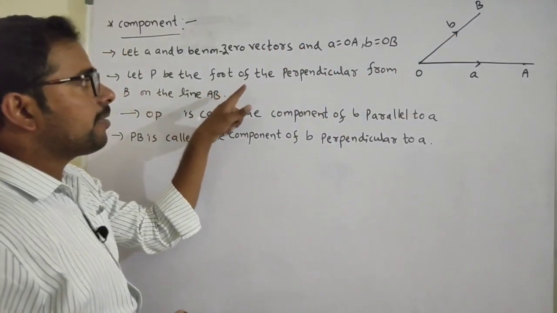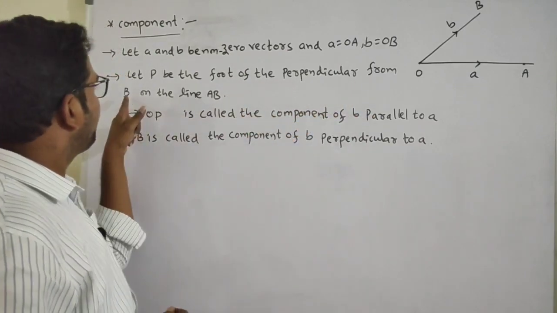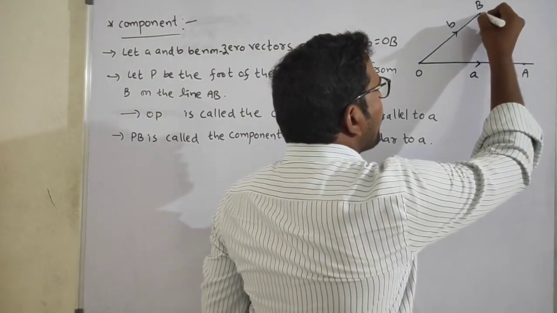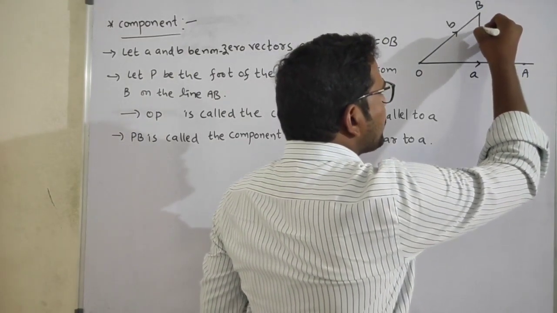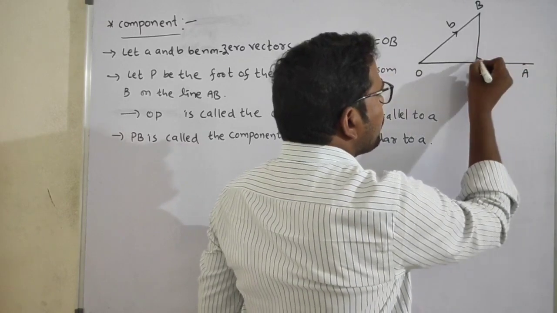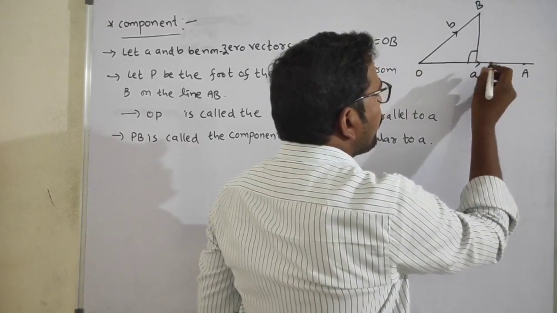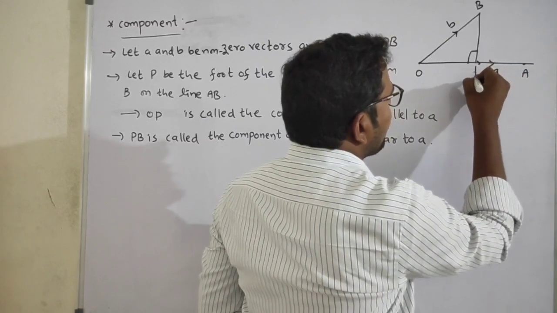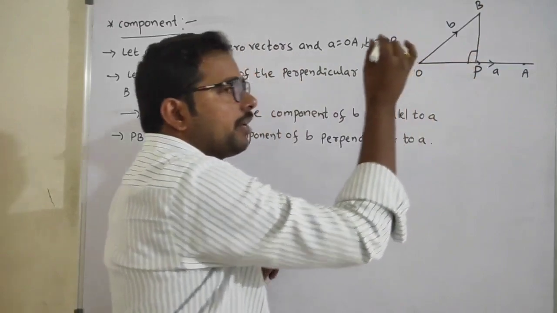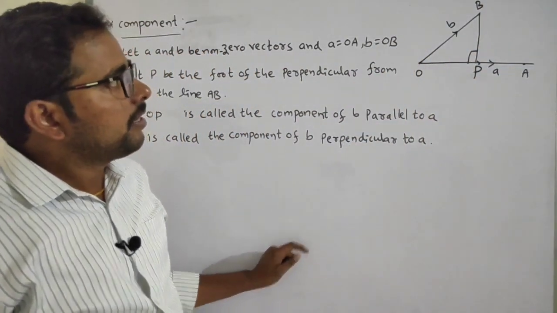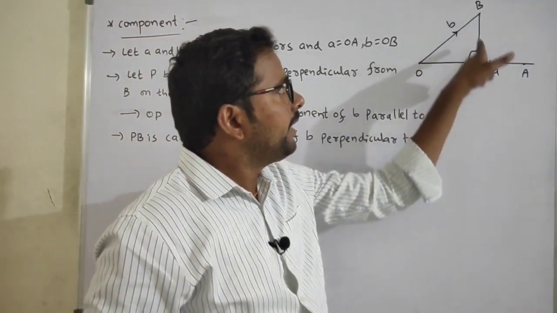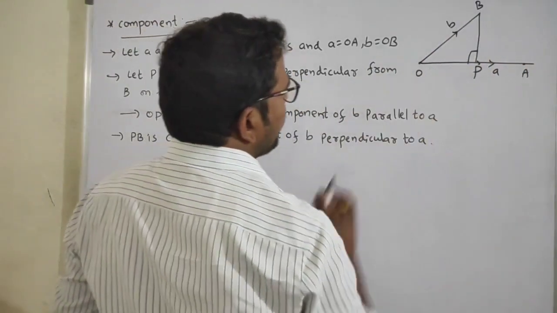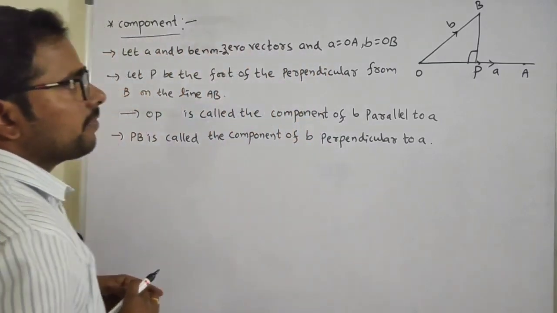Let P be the foot of the perpendicular from B on the line OA. So P is the foot of perpendicular on OA from point B. P is the foot of perpendicular from B on A. Since it lies on A, therefore we call it the foot of perpendicular from B on A.